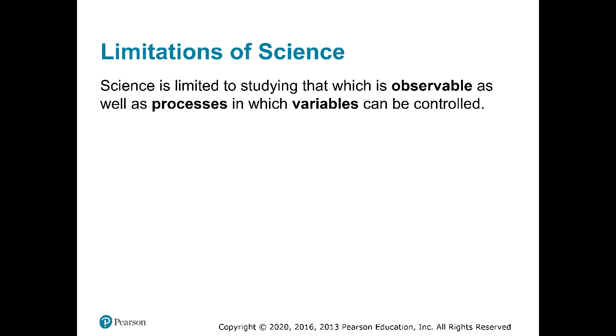So, the limitations of science. Science is limited to studying that which is observable, as well as processes in which variables can be controlled. This is a decent statement. In the past, that was definitely true. And in general, the ability to actually prove that something is wrong and have a model withstand these tests is greatly aided by being able to reduce the variables that go into it.